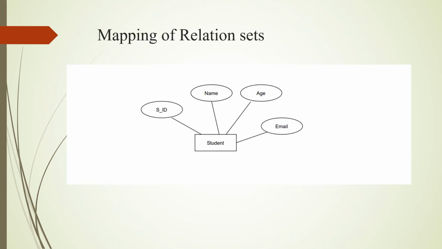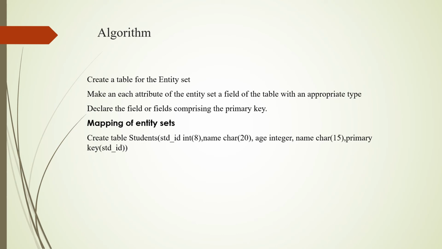This is an example where student is the entity, and SID, name, age, email and all other attributes are linked to the student via a connection link, that is an arrow. This is the algorithm for that. Create a table for the entity set, and each attribute in the entity can be set as a field of the table with an appropriate type. Declare the field comprising the primary key, and this is the SQL code.